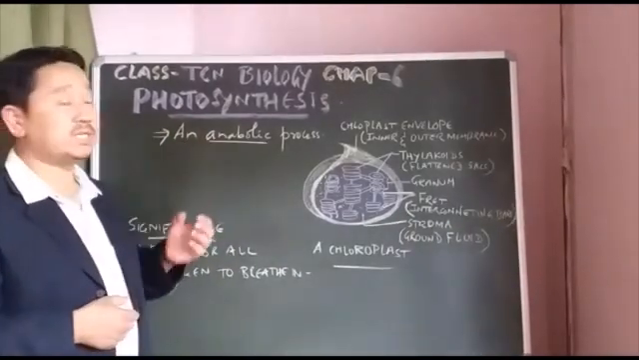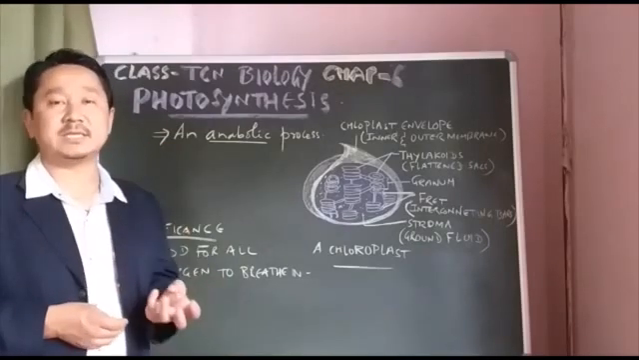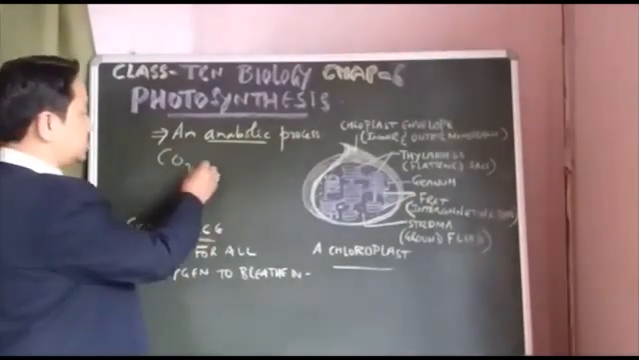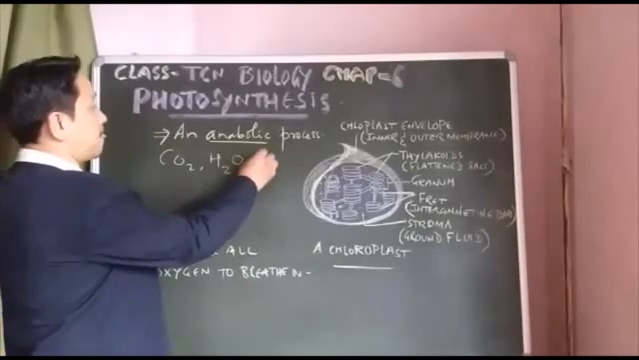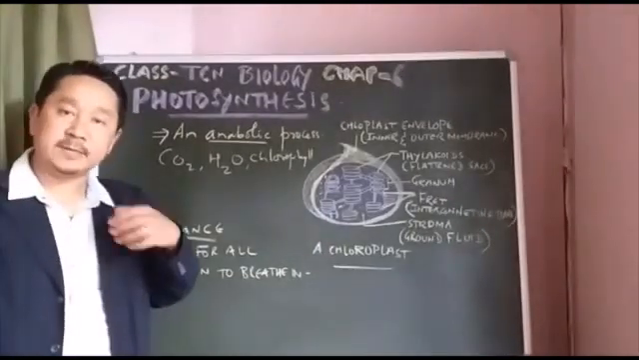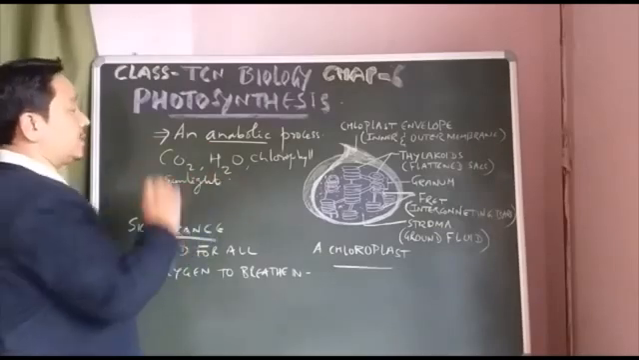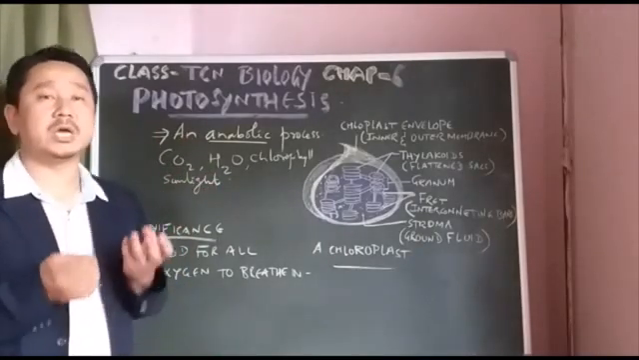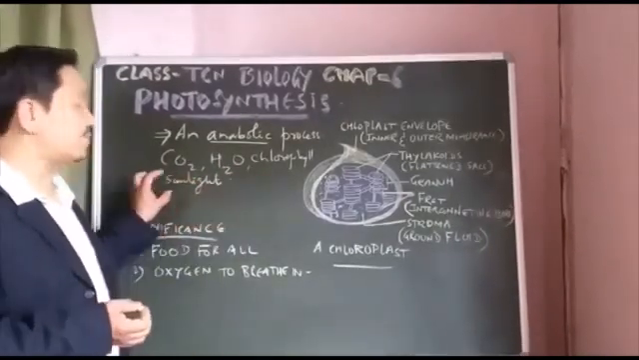It is the process by which green plants manufacture food using carbon dioxide, water, with the help of chlorophyll, in presence of sunlight. So it is a process by which green plants manufacture their own food, which means glucose, using carbon dioxide, water, with the help of chlorophyll in presence of sunlight.